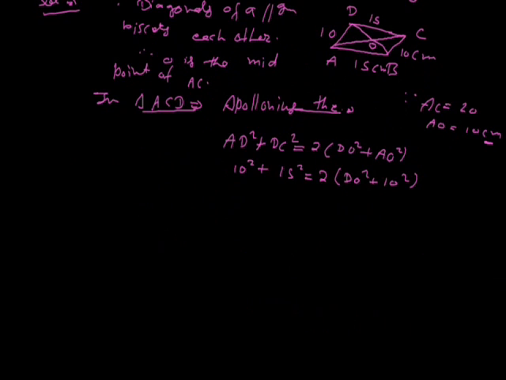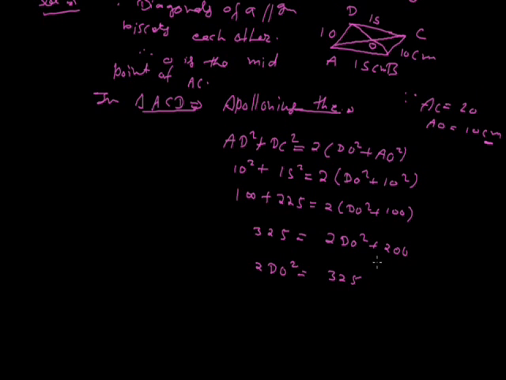Now we just need to solve this equation and we can get the value of DO very easily. 10 square is 100 plus 15 square is 225, which is equal to 2 times DO square plus 10 square, which is 100. Now 100 plus 225 becomes 325, equal to 2 into DO square plus 2 into 100, which is 200. So 2 DO square is equal to 325 minus 200, which is 125.